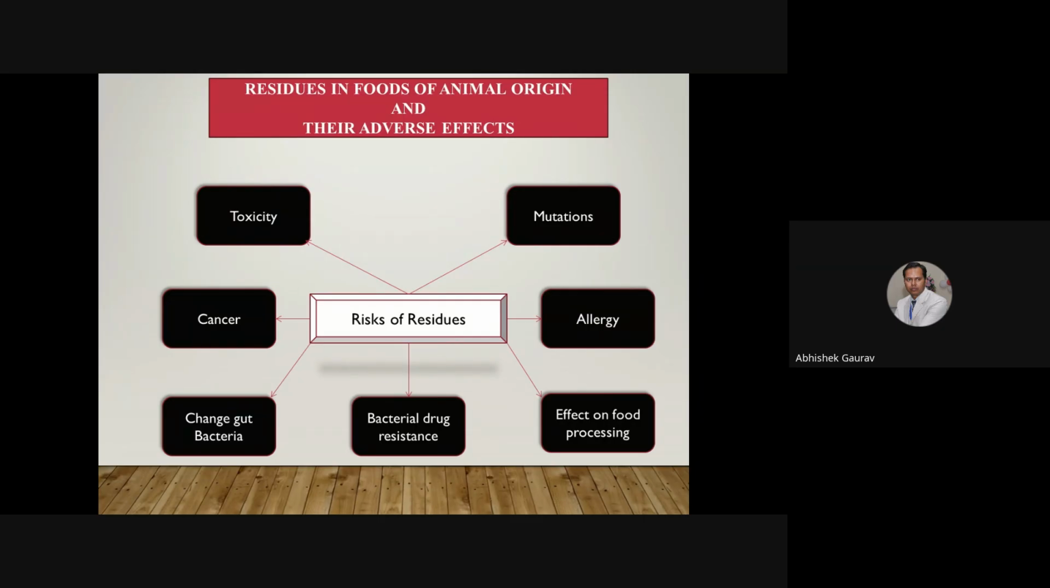Whatever food we eat, they have either pesticide residues or antibiotic residues or hormones or aflatoxins or heavy metals. These are all contaminated in very small amounts, which have very adverse health effects, like they cause mutations, they cause cancer, they cause teratogenicity, they cause allergy, they cause toxicity, and they are transferred from the foods of animal origin. These are some of the adverse effects of this.